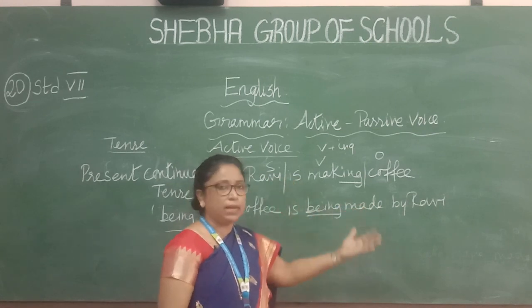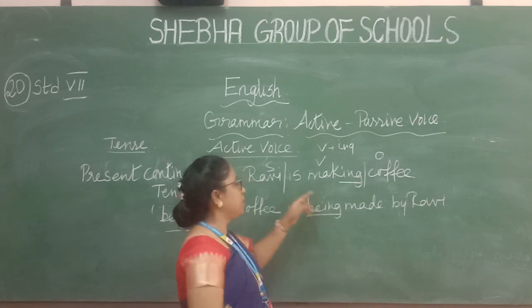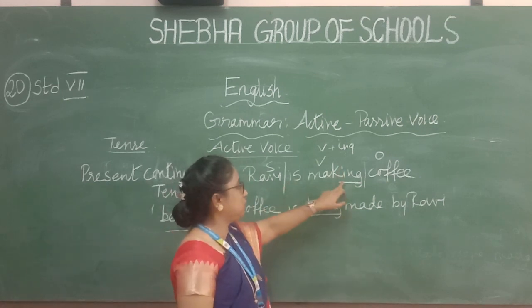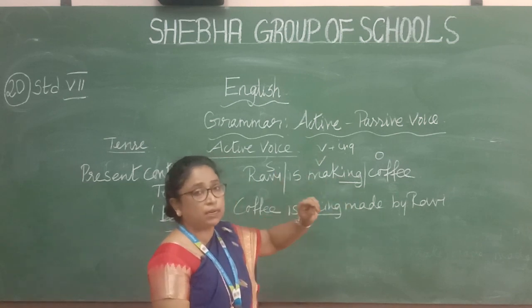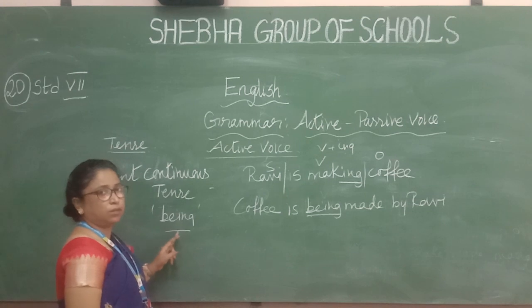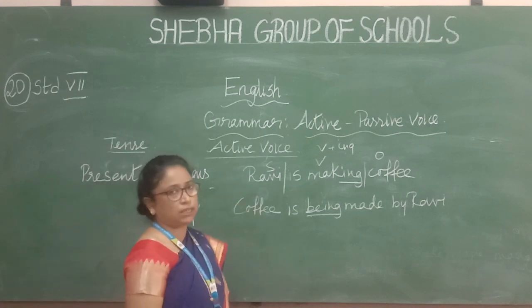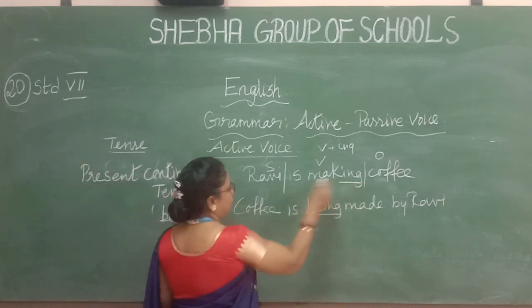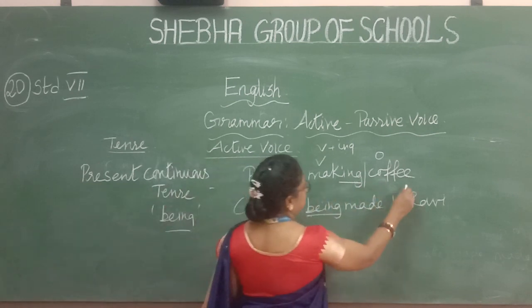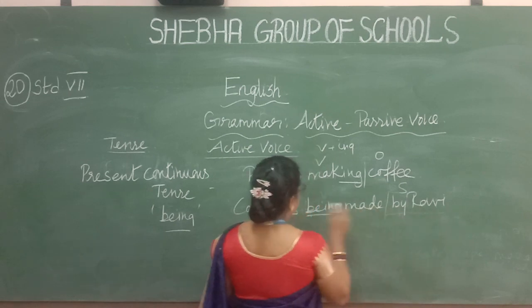If was or were is there, it is past continuous tense. Now this is the present continuous tense. After seeing this, if you see the verb with ing, then immediately what you are going to add is being. This word being you are going to add. Now let's change. Coffee, the object, comes over here. Then the subject comes here. Fine, the subject is here, coffee is here.